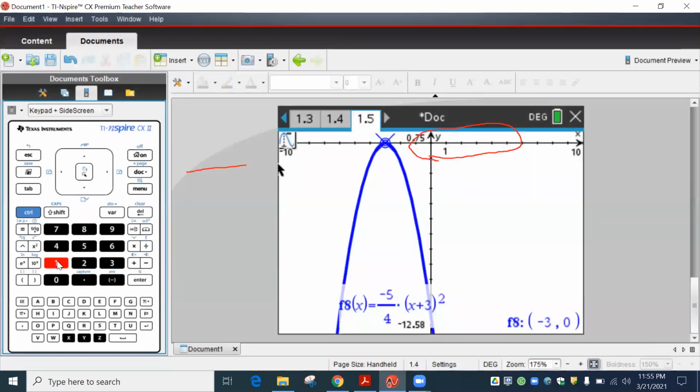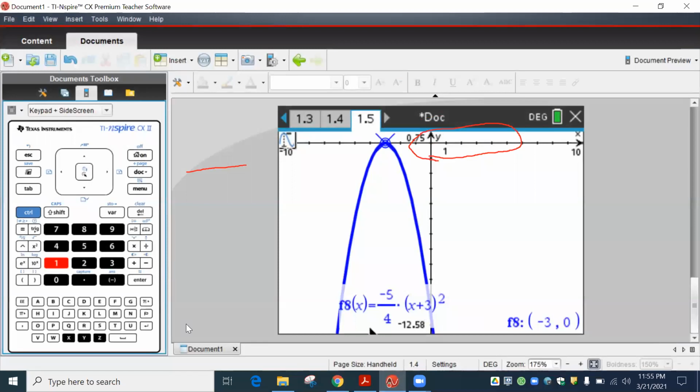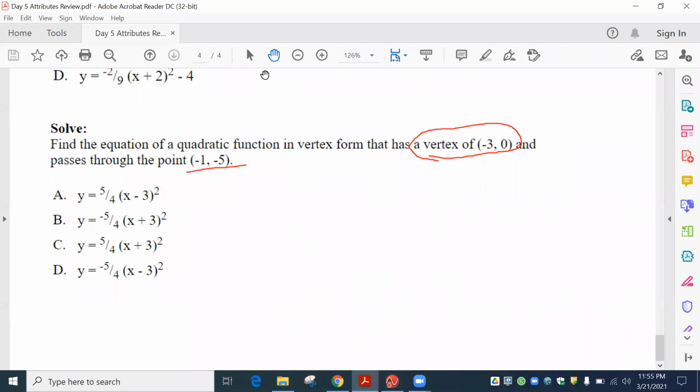So menu 5-1, and you always got to check both points. And -1, -5. So -1. We get lucky. Oh, we did get lucky. -1, -5. So you always got to check both points. In this case, that was the answer.